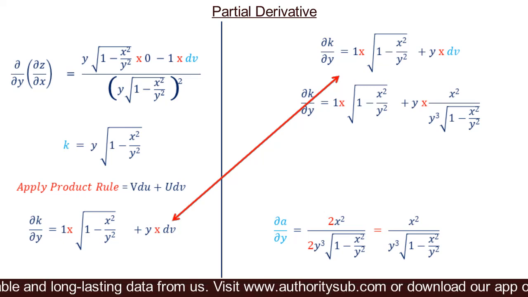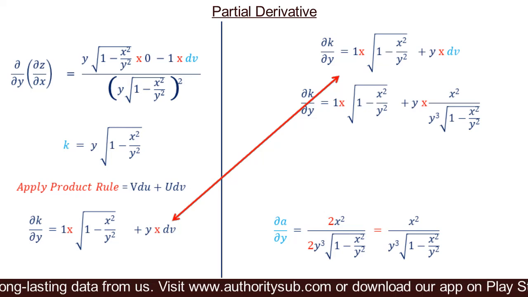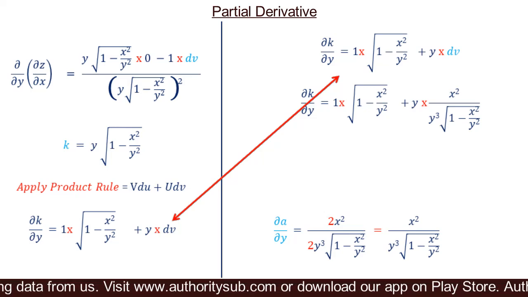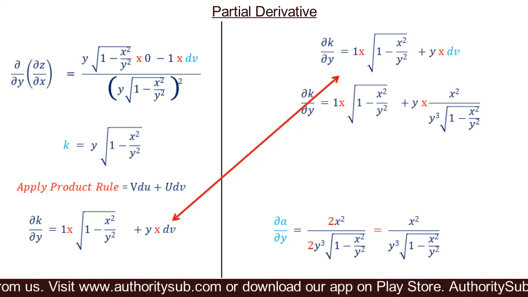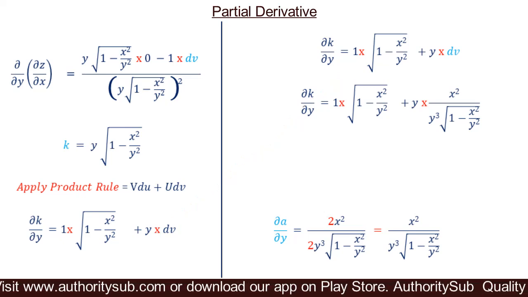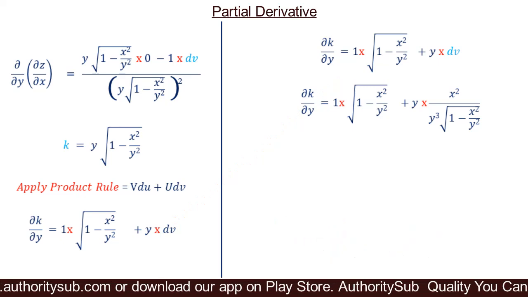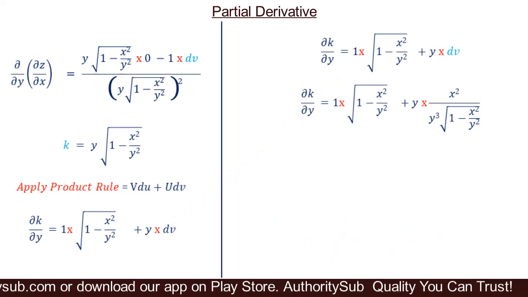Okay, so we just substituted in this partial derivative of k with respect to y. We substituted, so this is what we have. All right, good. Now let's simplify this.